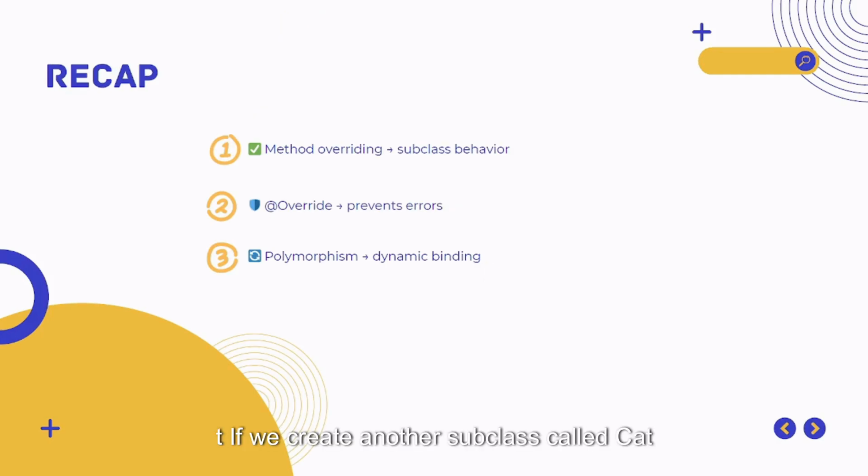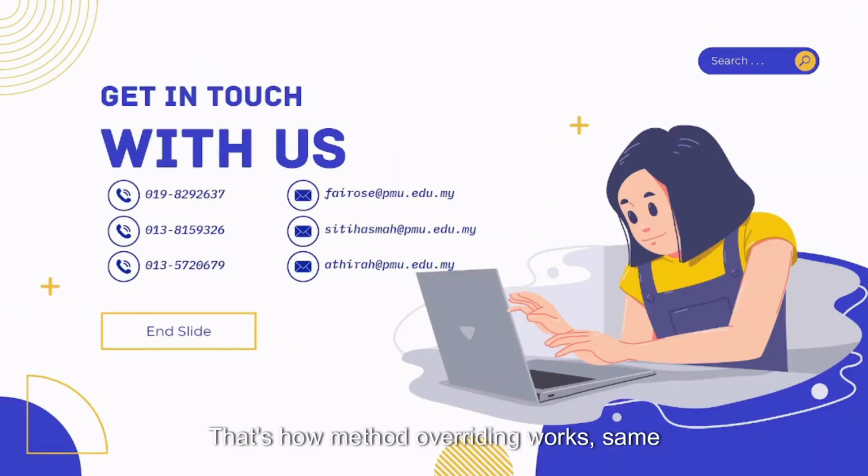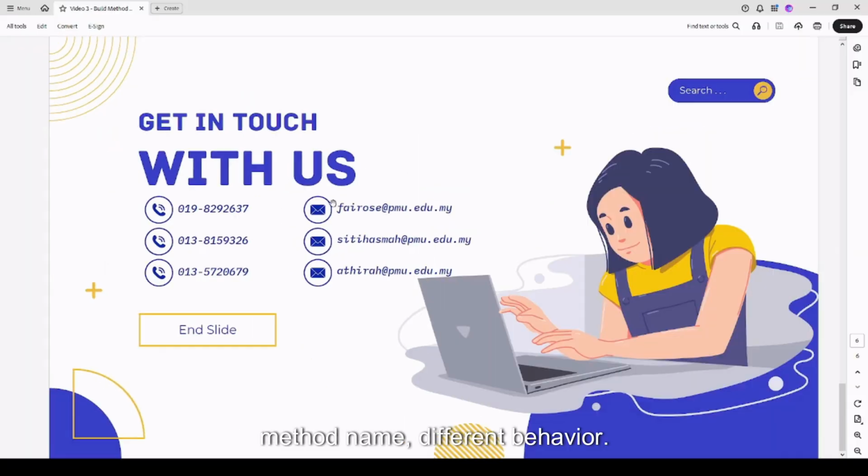If we create another subclass called Cat and override the same method, what do you think the output will be? The cat meows. Correct. That's how method overriding works. Same method name, different behavior.